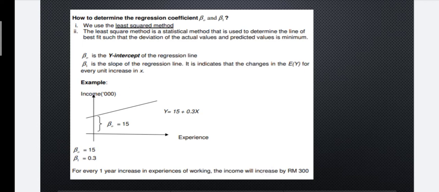Increase by RM300. Kena letak RM. Unit kena letak betul-betul if you want to get the full mark. Okay, ataupun kalau you nak buat in your own words, tapi maksud yang sama pun boleh. Contohnya, let's say you katakan, when the year of experience is increased by 1 year, the income will also increase by 300 ringgit pun boleh.